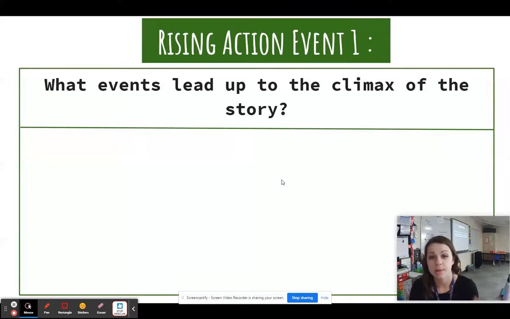Now, one thing that I want to make clear is there are a lot of things that happen in this story that lead up to this climax. There's a lot of things that make the conflict worse, because remember, that's what rising action is. What happens to make the conflict worse leading up to that big boom? So it's okay if you don't necessarily have the same answers, but you should be somewhere around the same track.